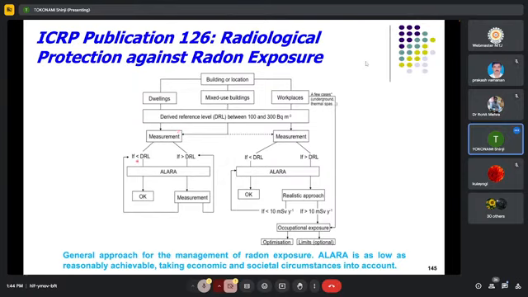The measurement: if the radon concentration is below the derived reference level, based on the ALARA, it will be okay. If the radon concentration is above the derived reference level, based on the ALARA, we have to make measurements.